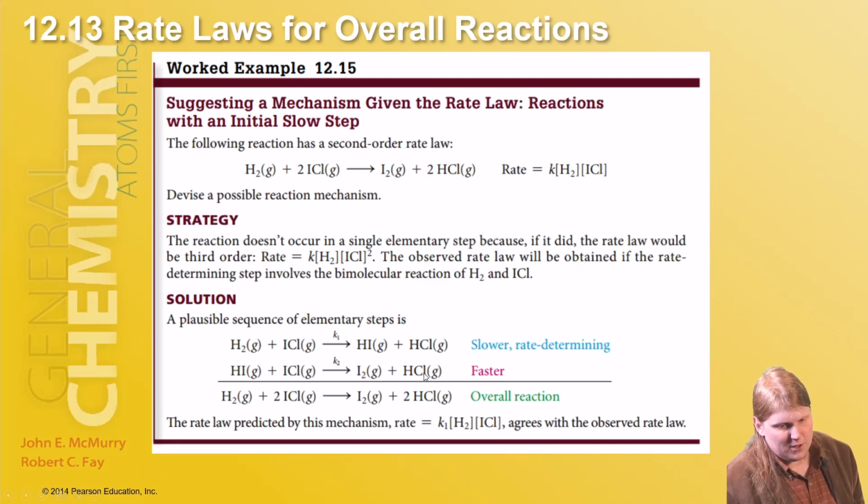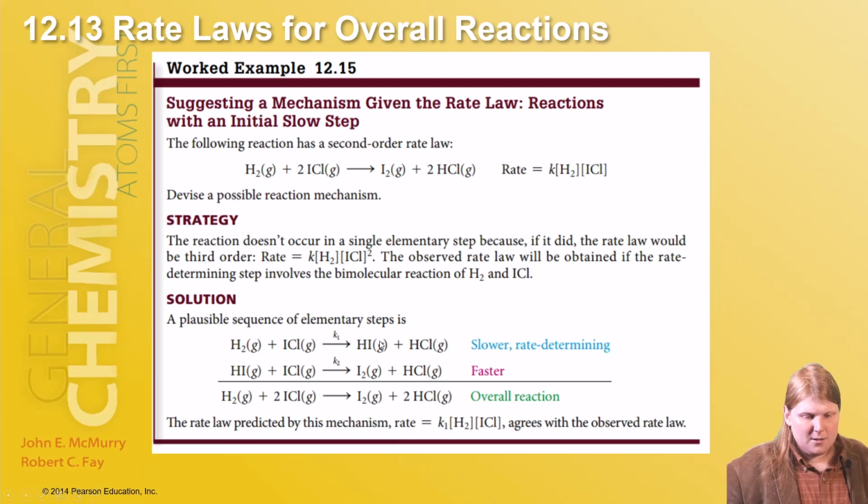So, a plausible sequence of elementary steps. They give us this here. Is this possible? Okay. First of all, does it add up to the overall reaction? Yes, it does. This cancels out. These go down here. These add up, and then this ends up down here. So that works. Then does it match with the rate law? If I look at the slow step, does it have the same elementary rate law as what I'm looking for? Yes, it does.